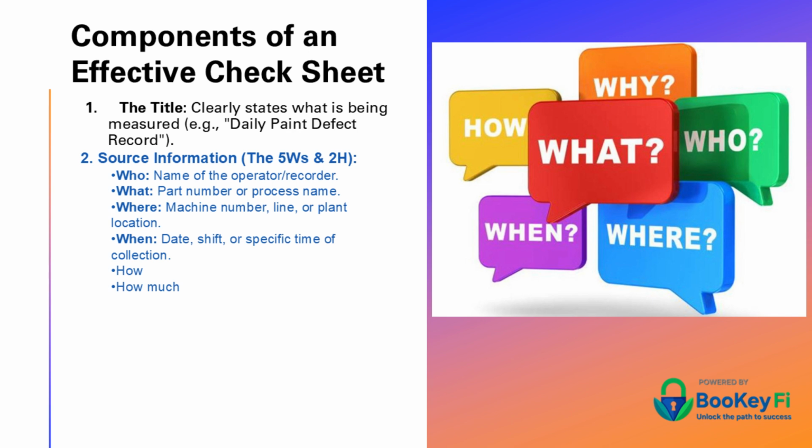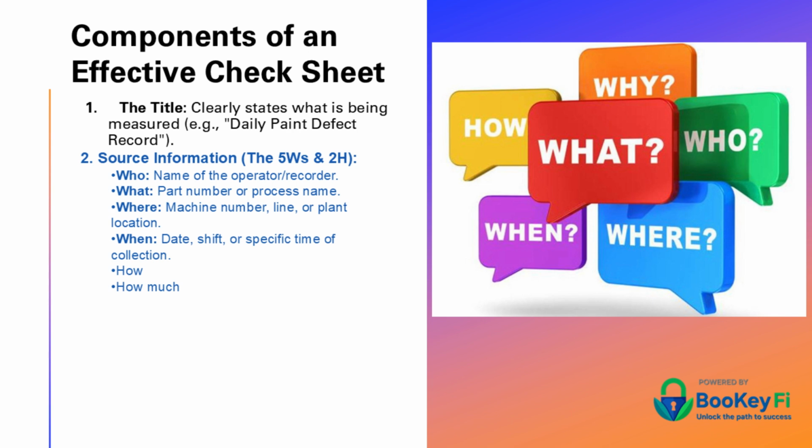What? The part number or process name. This links the data to a specific product or stage of manufacturing. Where? The machine number, line, or plant location. This helps pinpoint exactly where a defect or issue is occurring geographically.